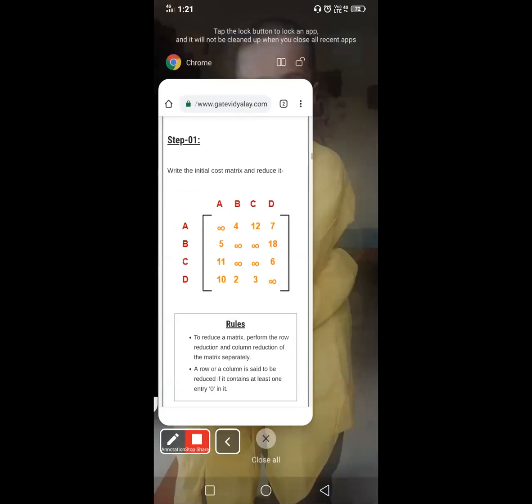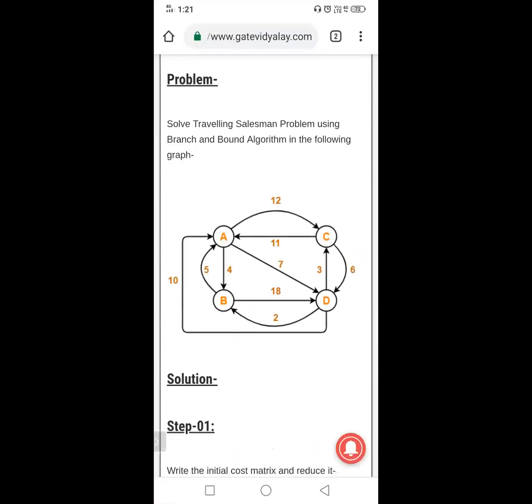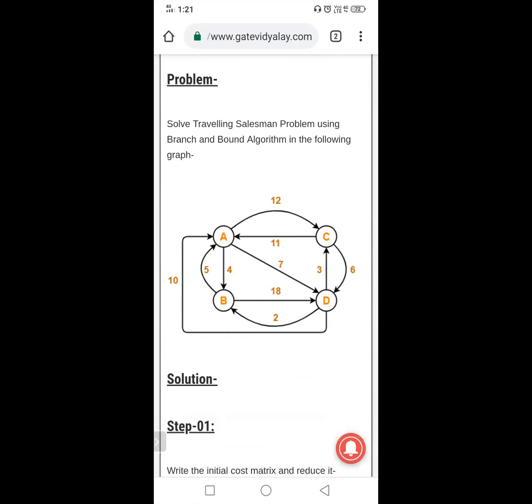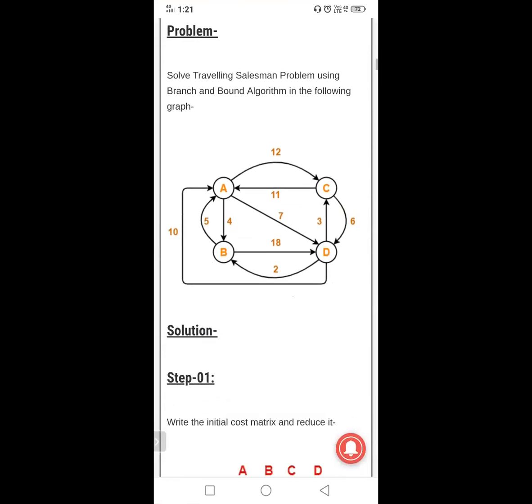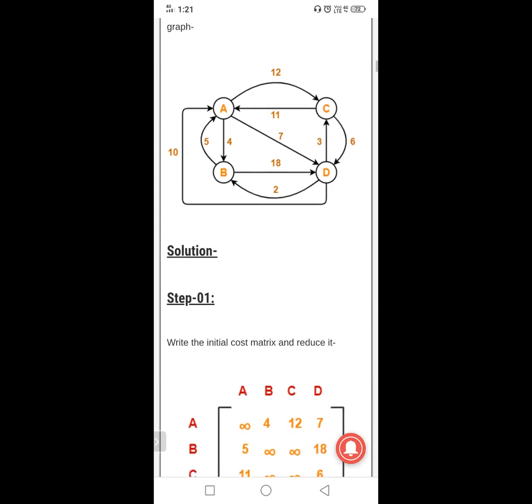So this is the matrix. This is the graph given here. So what we have to do is construct the matrix for this graph. We already told you A to A we just take as infinity. Then we have two paths here, A to B and A to C. Which one is minimum? A to B is minimum, that is 4, we write here.